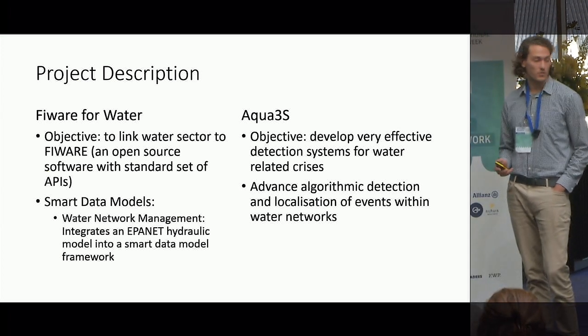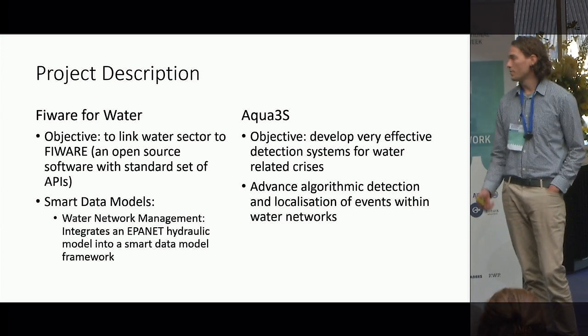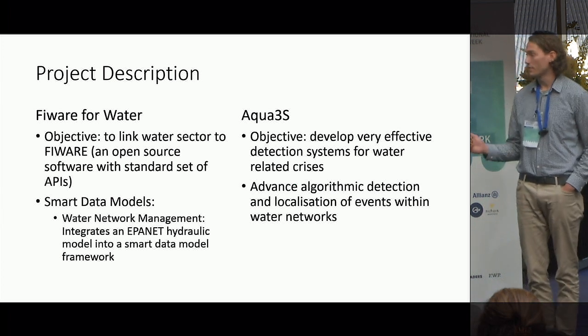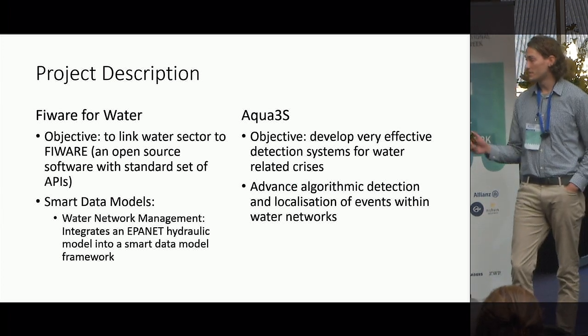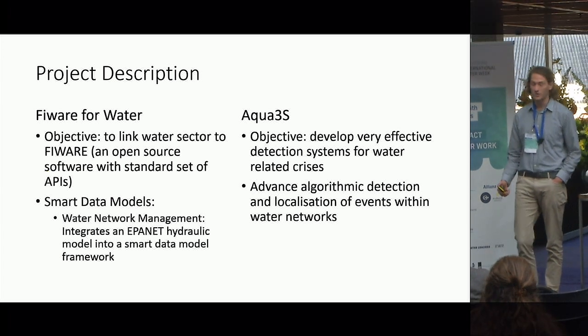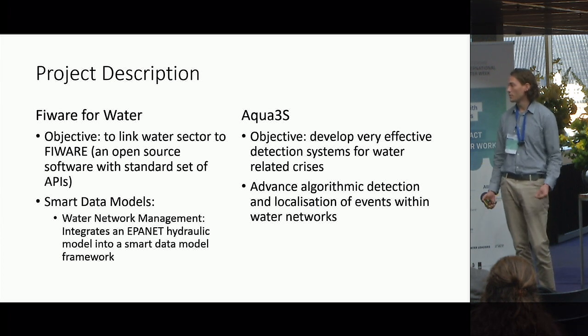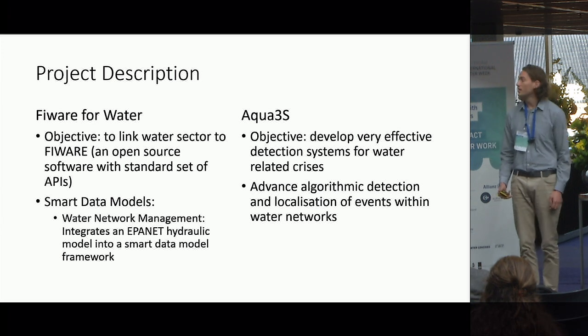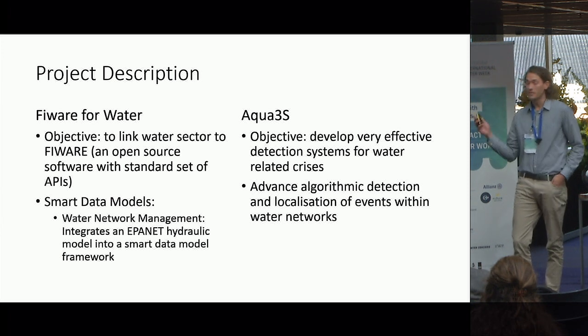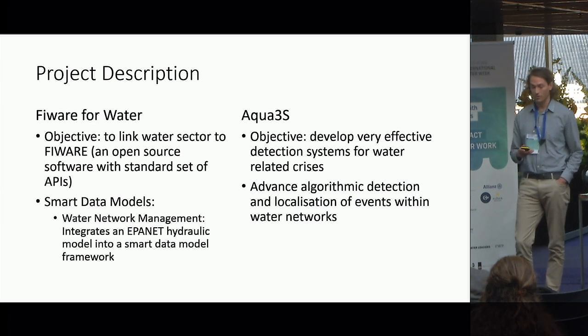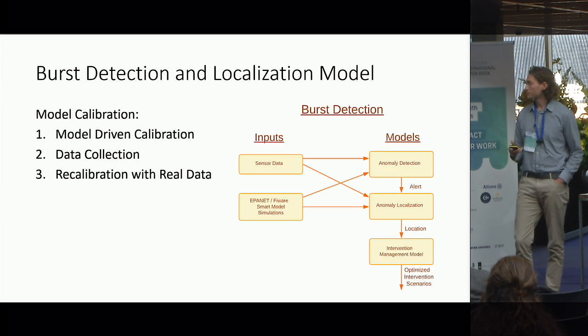Just a quick overview of the two projects that I'm working with. One is the Fireway for Water project, specifically working with the Water Network Management Smart Data Model, which is integrating the EPANET into a smart data model that we can integrate and change individual components, and help with the calibration process of the detection models. And then there's the Aqua 3S project, which is specifically focusing on the algorithmic advancement of detection and localization of events within a water distribution system.